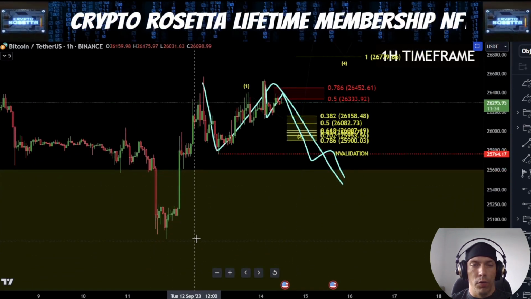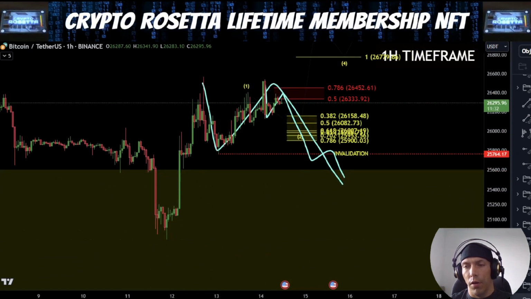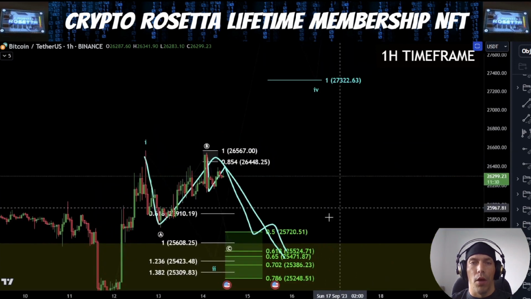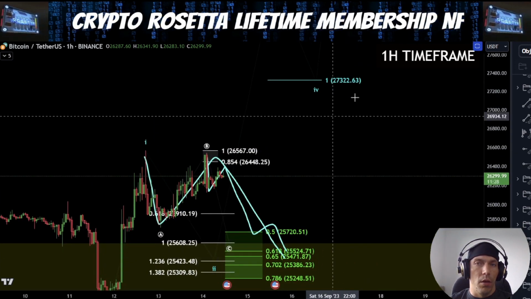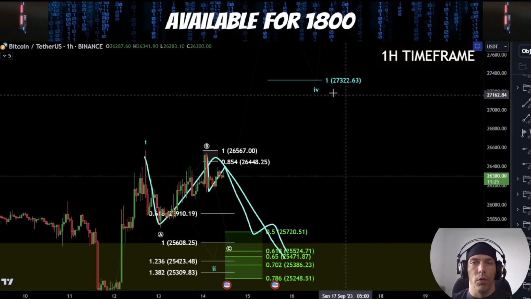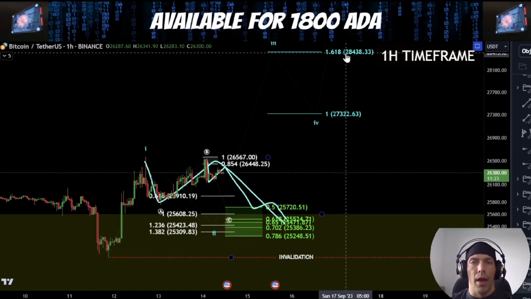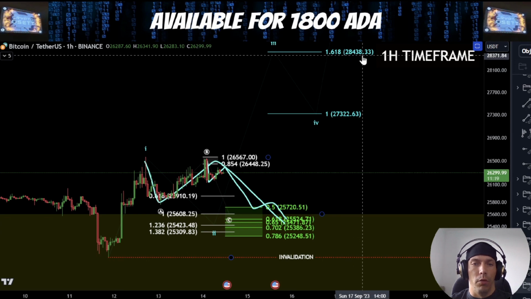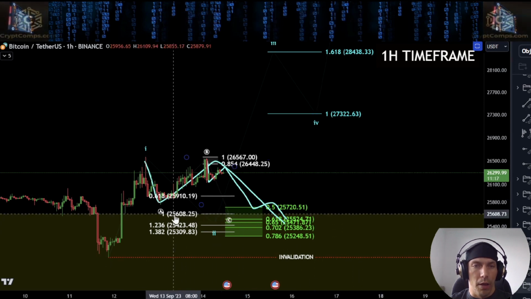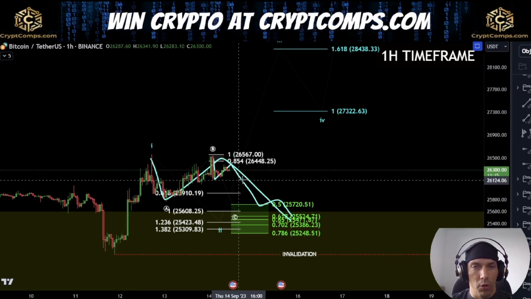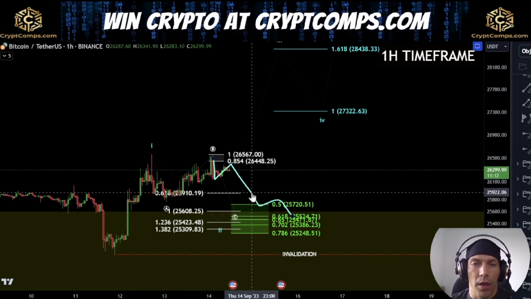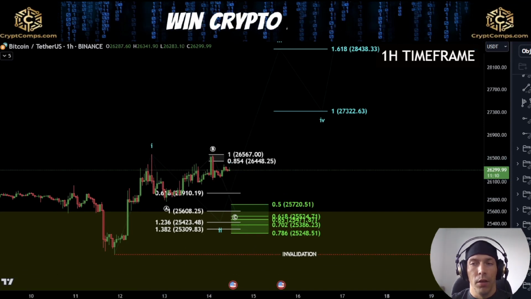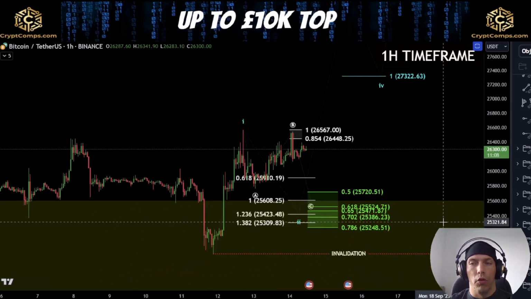If this low still continues to hold, then we can still look for this break to the upside here. Once again, 1-to-1 would be towards this 27,322, and the 1.618 would be up here towards this 28,438. That would be based off of coming back into 25,608. So I'm going to be watching these zones to see how the price action plays out here, to see whether we do continue to push to the upside.